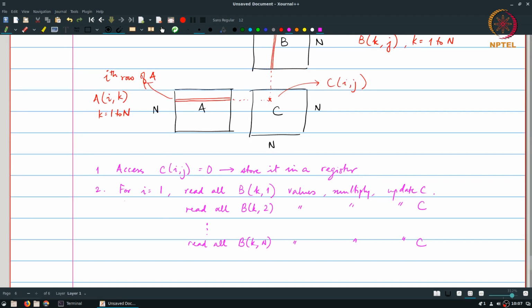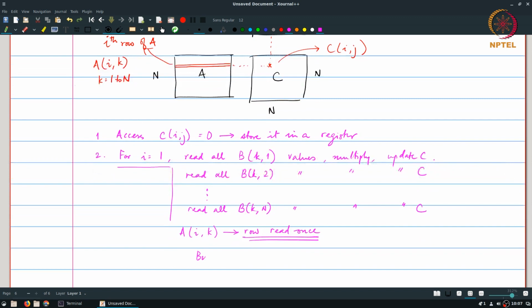You will notice that in order to have done this, I would basically have read in the entire row A of i comma k. This row is read once, but column B of k comma j is read for each of these values, read once for each value of i comma k.